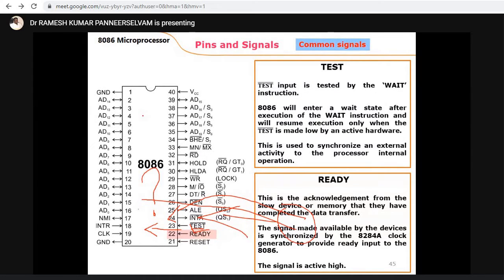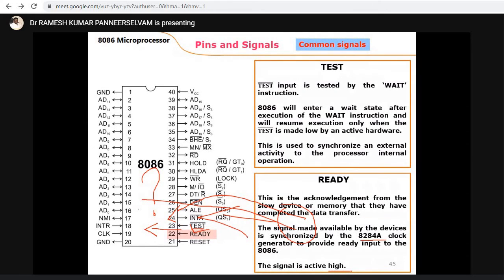So here the synchronization between the slow device and the fast processor needs to be managed. That management is done through this particular ready signal. Ready is an acknowledgement from the slow device or a memory that they have completed the data transfer. Then this signal is made available to the devices which are synchronized with your 8284 clock, which is a timing device provided for the 8086. So always this particular ready signal will be high.